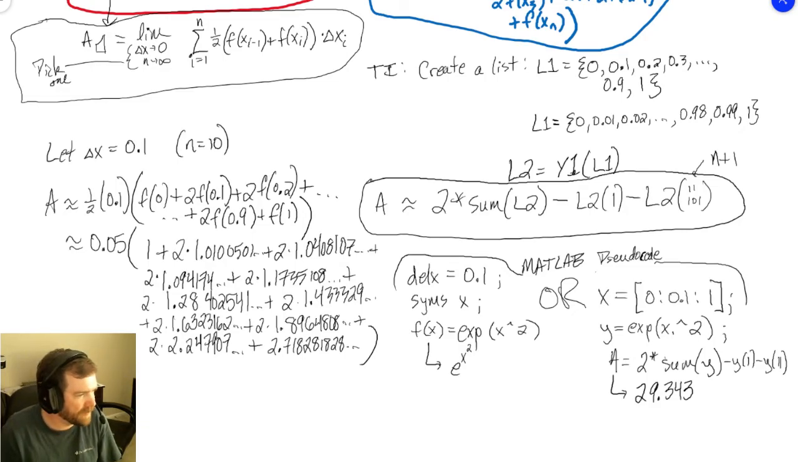Okay, let's go back. Okay, so we need to do twice sum y minus y1 minus y11, right, like I talked about before. That gets us this. Ah, there's e. E is like stuck in the middle. It's so weird. I don't know why they'd ever want to do that. So eval answer is 29.343.